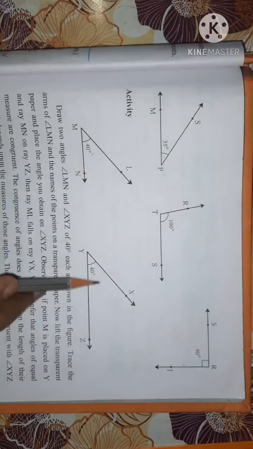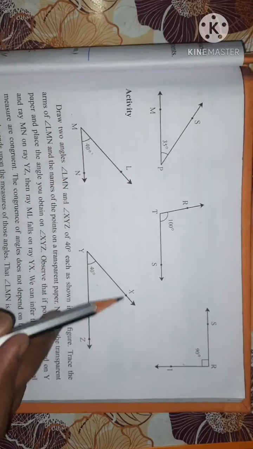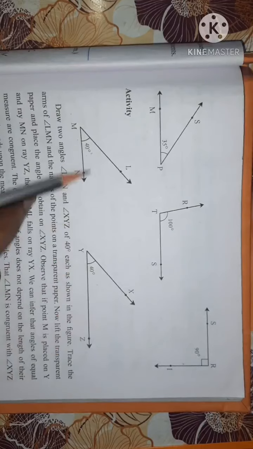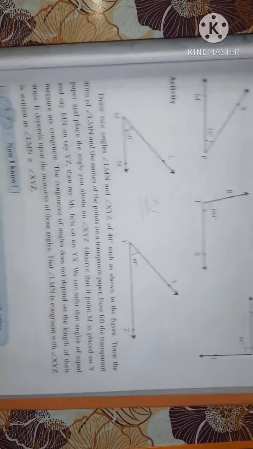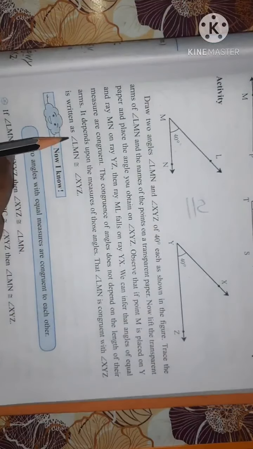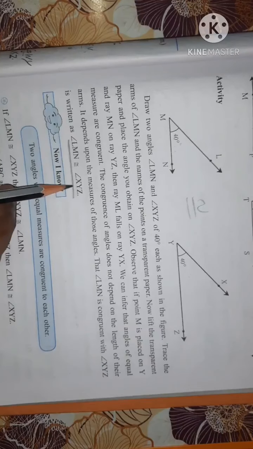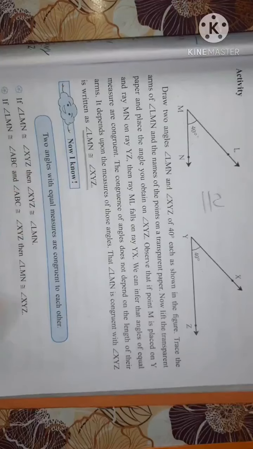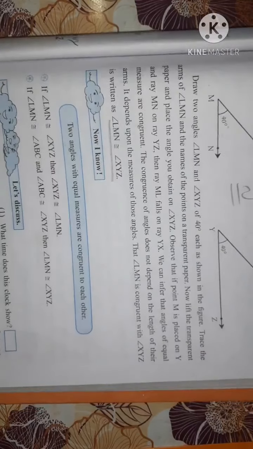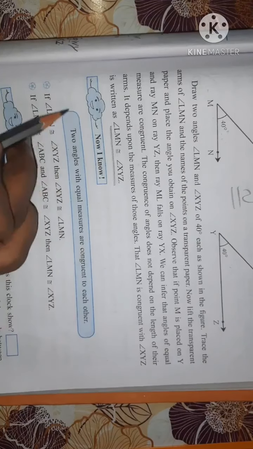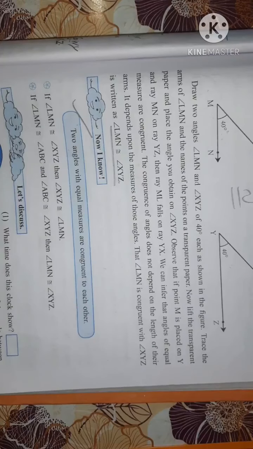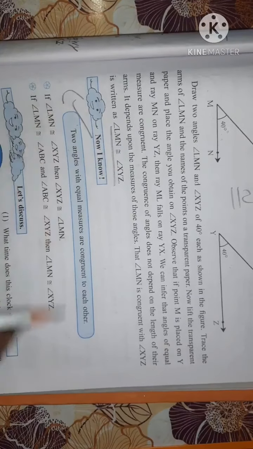Angle LMN is 40 degree and XYZ is also 40 degree. So these two angles are congruent to each other. So how to write that? Same way, angle LMN is congruent to angle XYZ. When two angles are of equal measurement, the measures are congruent to each other. You will write down this point in your maths notebook, from here till here.